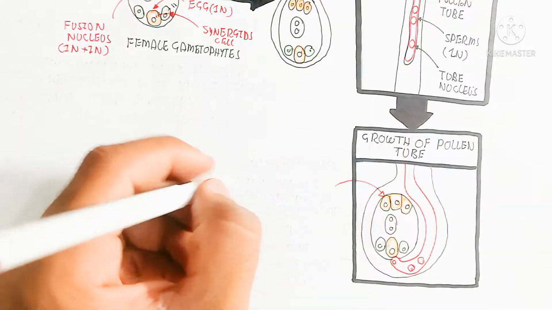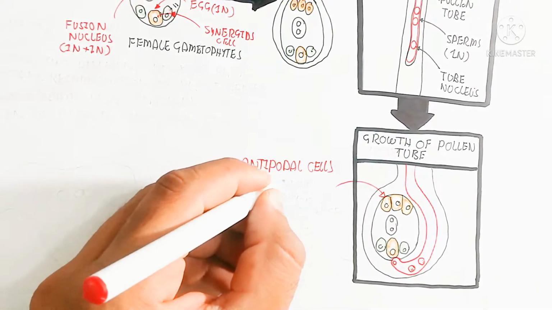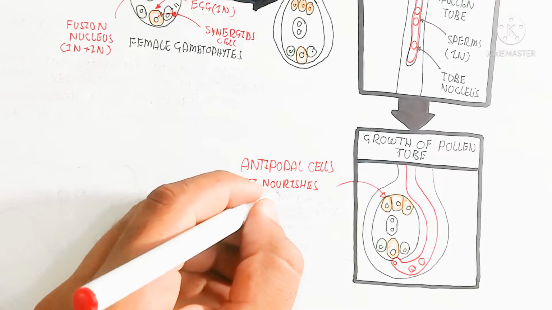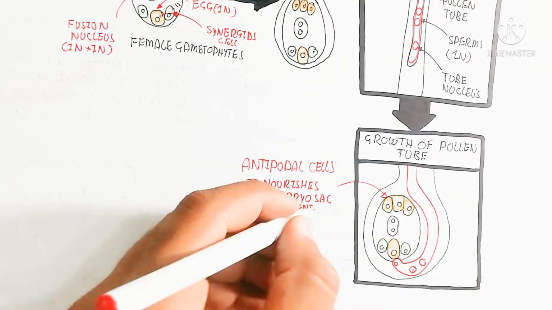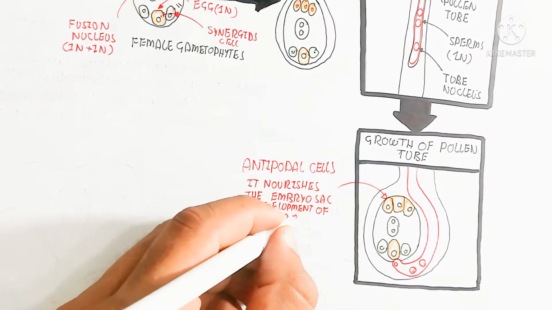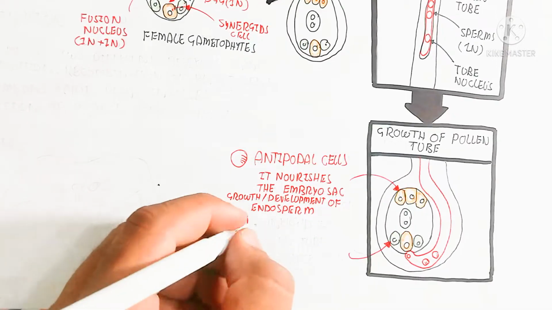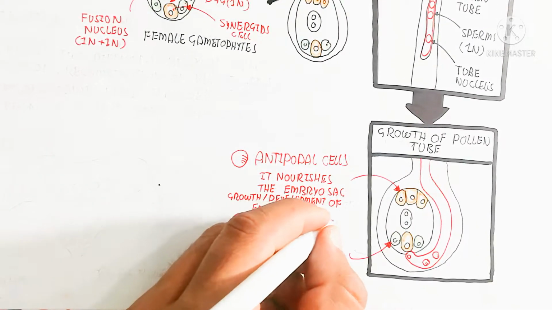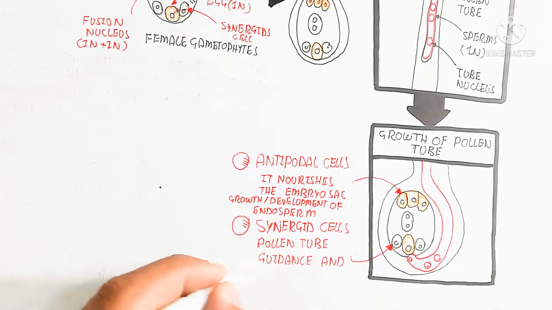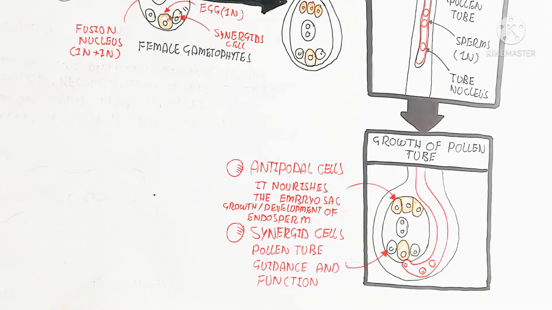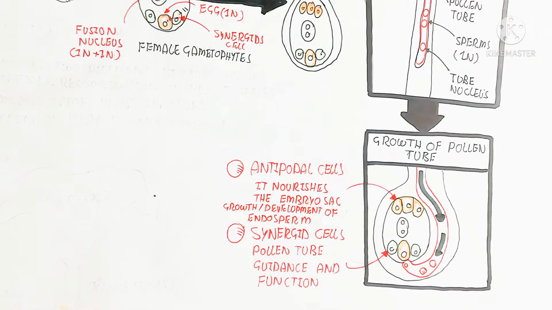But remember, the synergid cells are used for pollen tube guidance and function for the fertilization. So this is the double fertilization. Why do we call it double fertilization? Because the two nuclei will fuse with different nuclei of the female gamete, and in this way one is used for the fruit formation, and one is used for the seed formation. So in this way we will discuss double fertilization here.